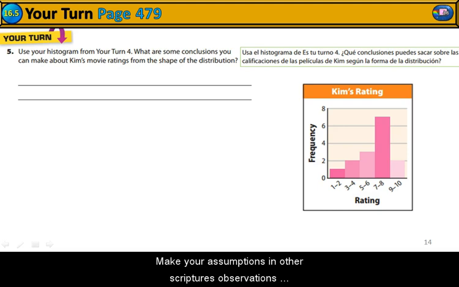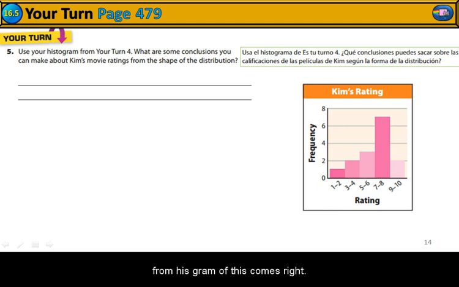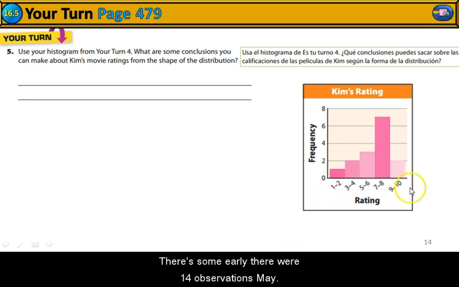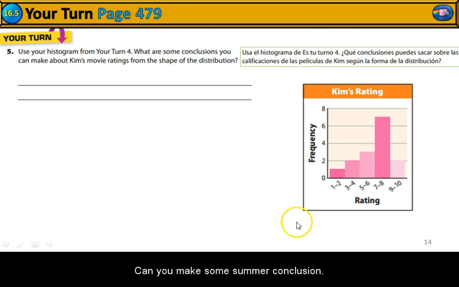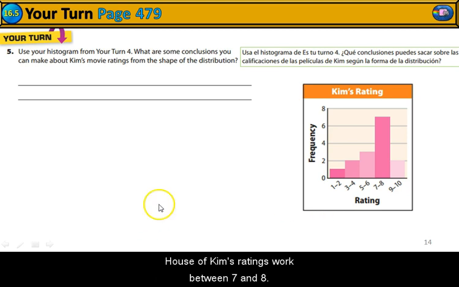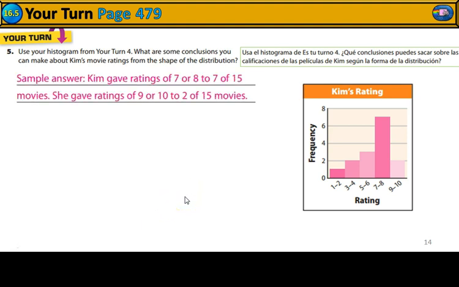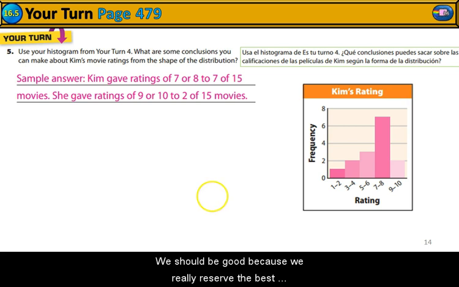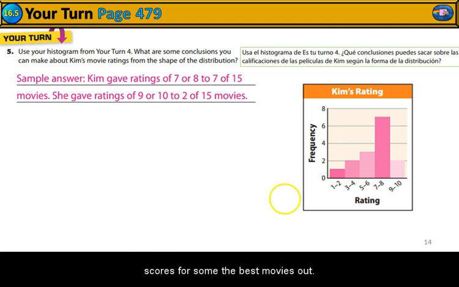Make your assumptions and descriptions, observations from the histogram of Kim's ratings. Very similarly, there were 14 observations made. Can you make some similar conclusions? That's right. Half of Kim's ratings were between 7 and 8. She gave 9 and 10 ratings to 2 movies out of 15. This should be good because we really reserve the best scores for some of the best movies out there.